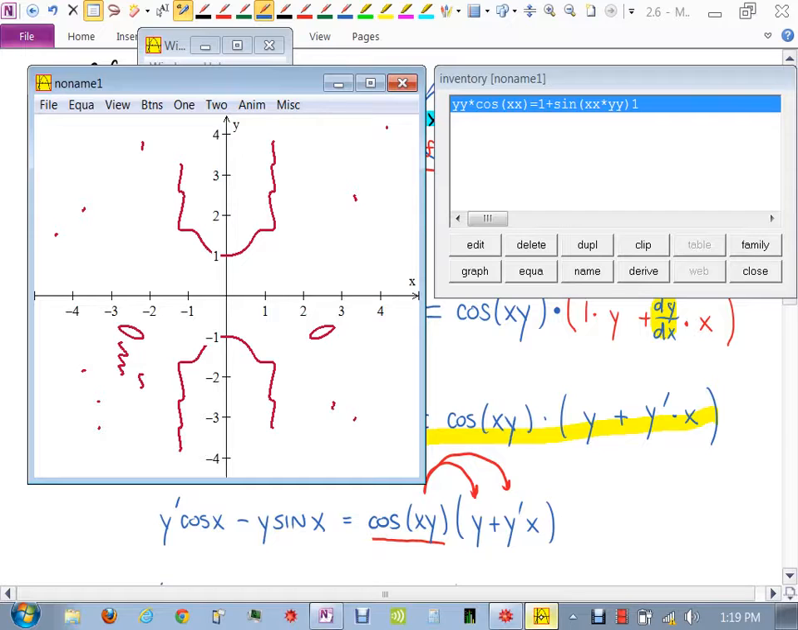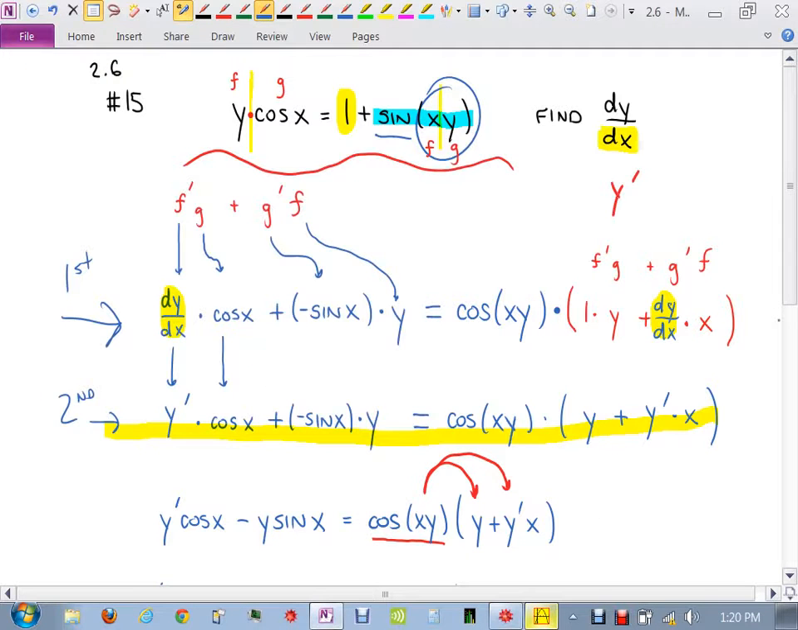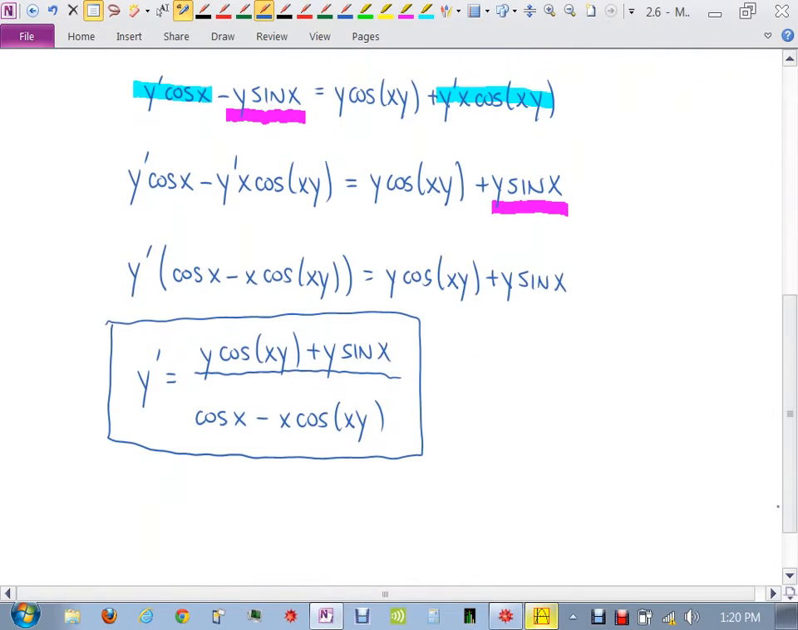0, 1. How about 0, -1? Yeah? Let's try 0, 1, okay? So what does it look like the slope of the tangent line is going to be? Look at this right here. 0, 1 is right here, right? If I take the slope of the tangent line, it looks like it's horizontal, doesn't it? So the slope looks like it should be 0. Let's see if our answer corresponds to that.